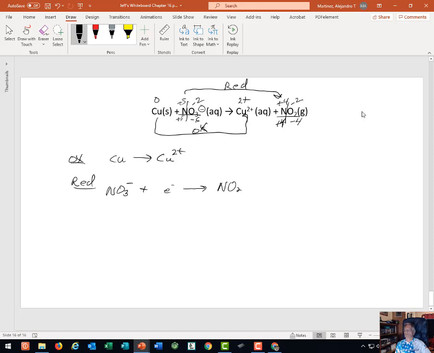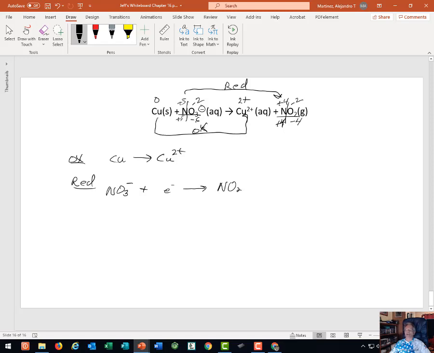The first thing you want to do is balance the elements other than hydrogen and oxygen. So I got 1 copper, 1 copper. So that's done in this particular case. This one was pretty simple. The next thing you want to do is balance the oxygen atoms by adding water to the side with fewer oxygens. Well, we don't have any oxygen in the oxidation half reaction, so we don't have to worry about that. Then you balance the hydrogen atoms. If you need to balance hydrogen atoms, we don't have to do that either for the oxidation half reaction.